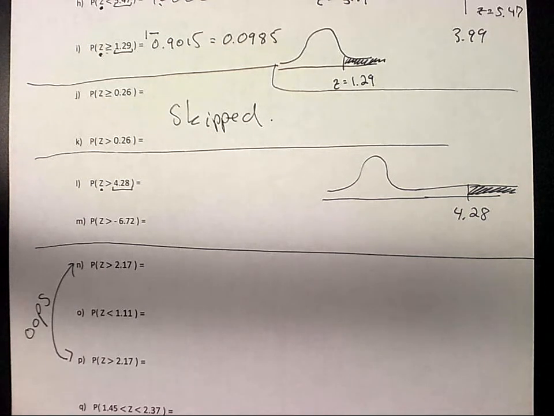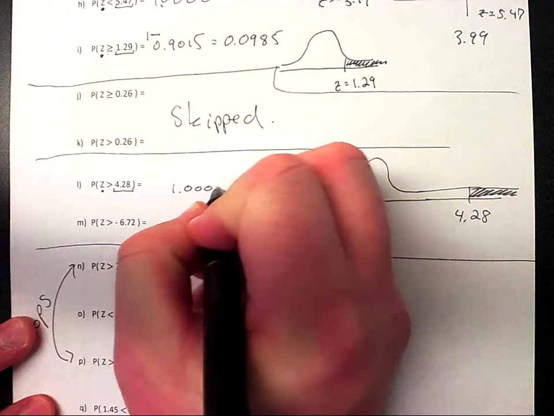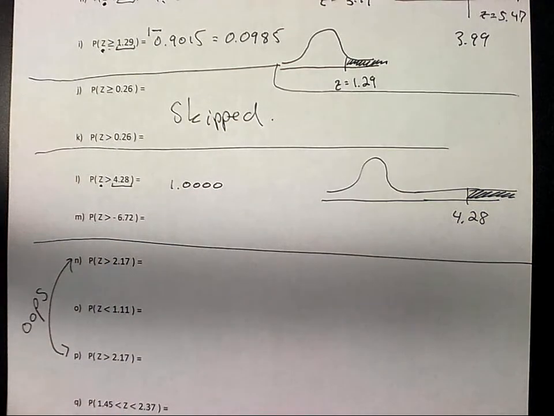4.28 is not in our table, but what's the highest value that we can get in our table? 3.99. If we look up 3.99, what percentage do we get? 100%. So, is this our final answer? No. What do we have to still do?